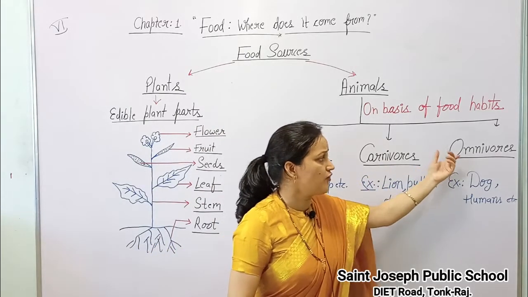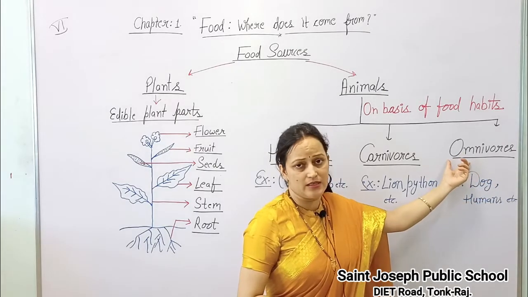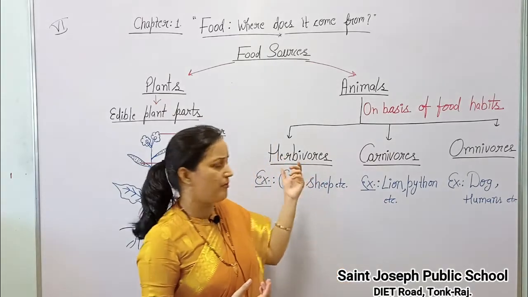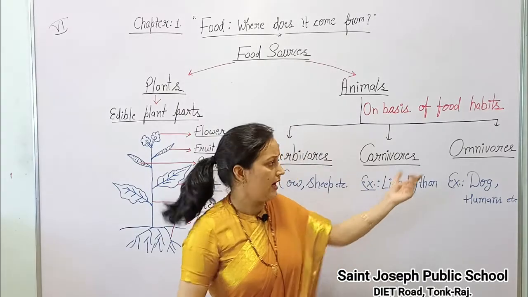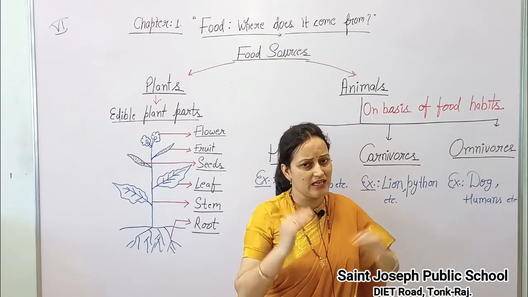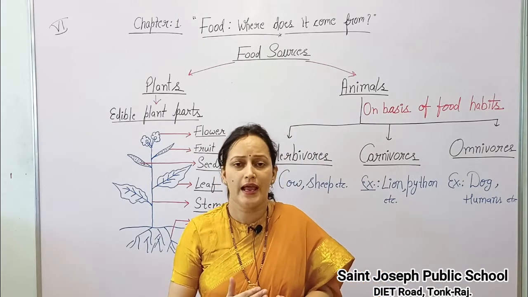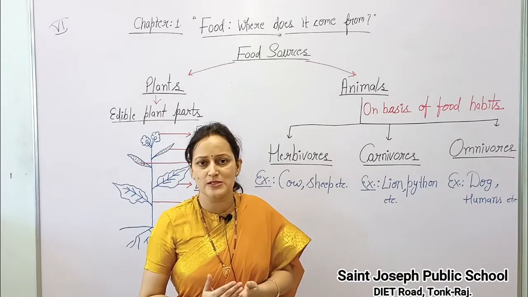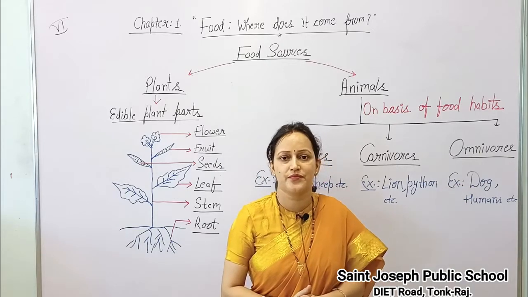What is the meaning of omnivores? Again made up of 2 words. Omni means both. Both यहाँ पे word use कर रहे हैं हम for plants as well as for the flesh or meat. And vores means to eat. So the omnivores is that category of animals which used to eat plant parts as well as the flesh of other animals. Few examples of omnivores are dog, humans, etc.